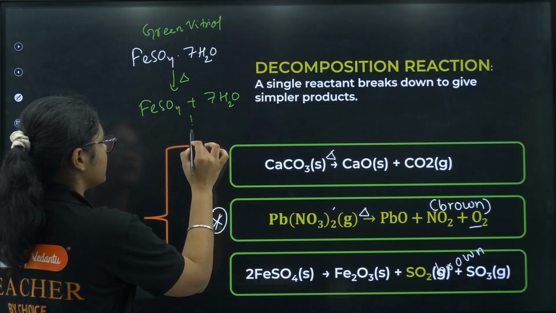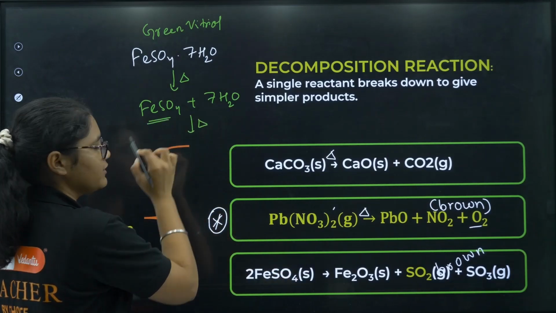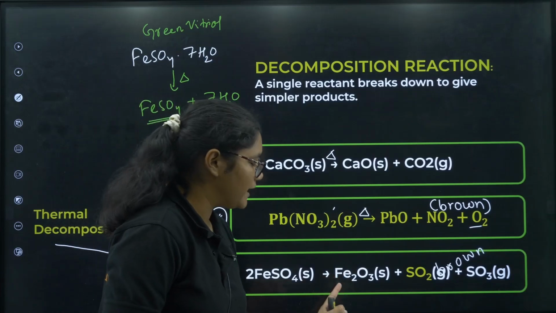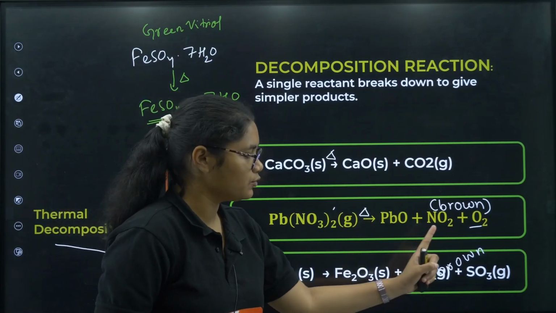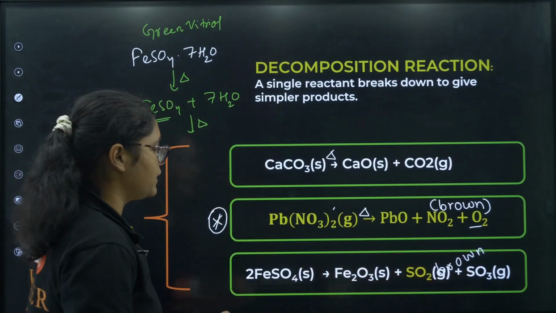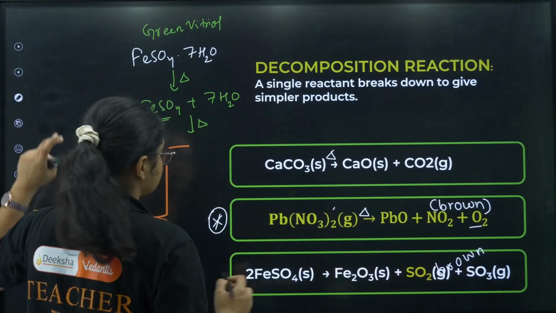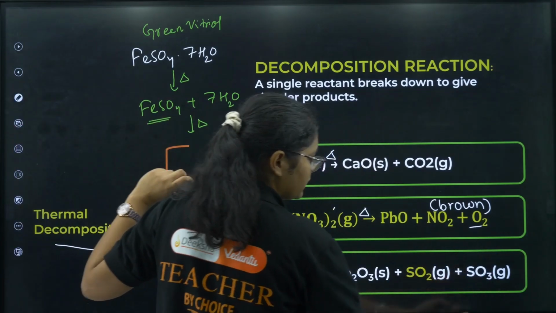Now if you further heat FeSO4, then what will you get? Fe2O3 plus SO2 plus SO3. This is very important: Fe2O3 plus SO2 and SO3.